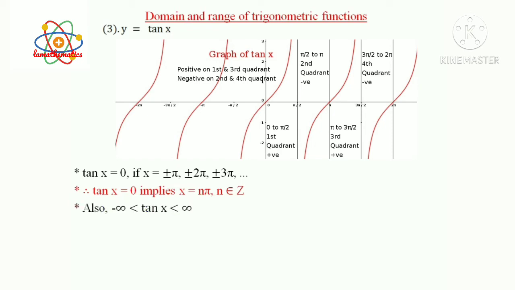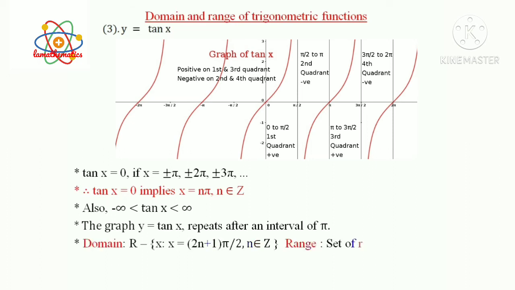Also, minus infinity less than tan x less than infinity. That is, the tan value is from minus infinity to plus infinity, that is, capital R. The graph y equal to tan x repeats after an interval of pi. That is, the tan function repeats every interval of pi. That is, the tan function is periodic with period pi. The domain of the tan function is R minus the set of x such that x equal to (2n plus 1) pi by 2, n belongs to the set of integers.